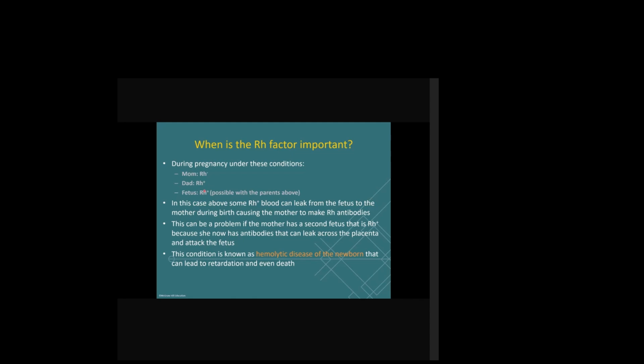The fetus is eventually going to develop into a baby. But remember that mom is rhesus negative. So the fetus grows, and then it's time for delivery. The baby is coming out. Some of the baby's blood comes into contact with the mom during delivery. And then all of a sudden, the mother's immune system sees this rhesus positive.